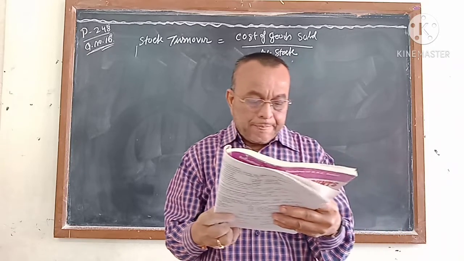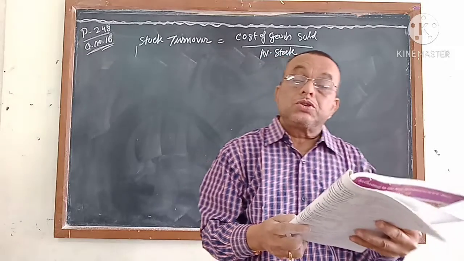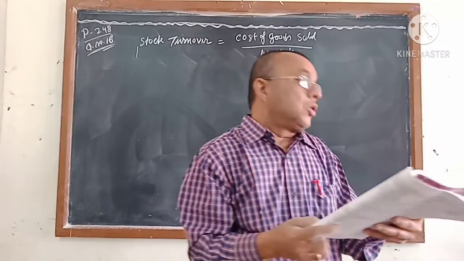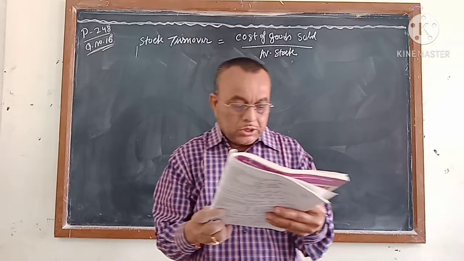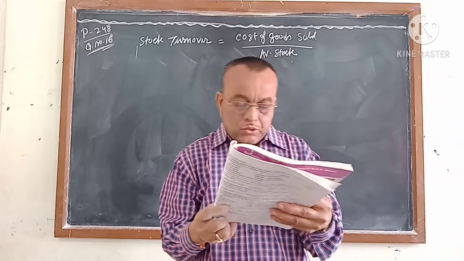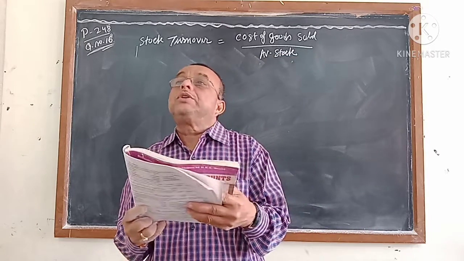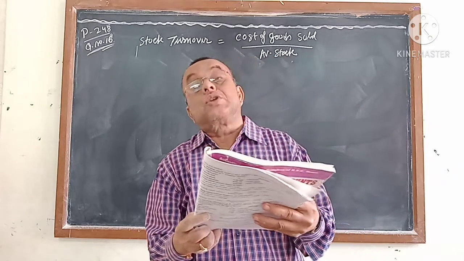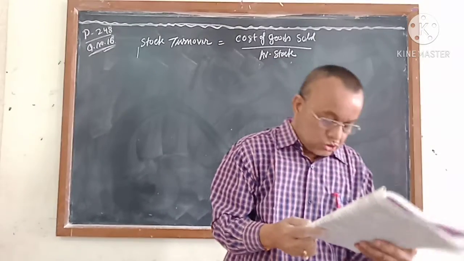Here you see the opening stock and closing stock are given. If opening stock and closing stock are given, we are able to find out the average stock, because all of you know opening stock plus closing stock divided by 2 is equal to average stock. Second, we have to find out the cost of goods sold. The previous formula we applied was sales minus GP. Here sales is given but GP is not given, so we are not able to find out the cost of goods sold with that formula.